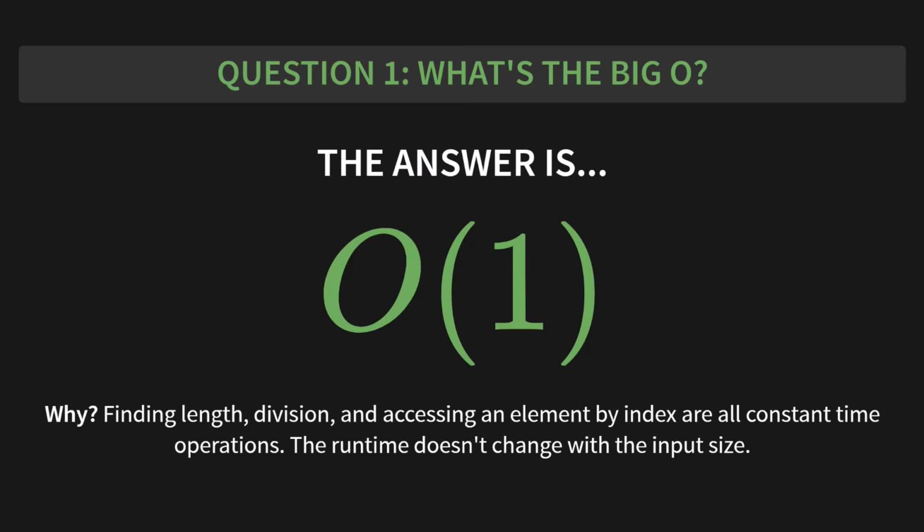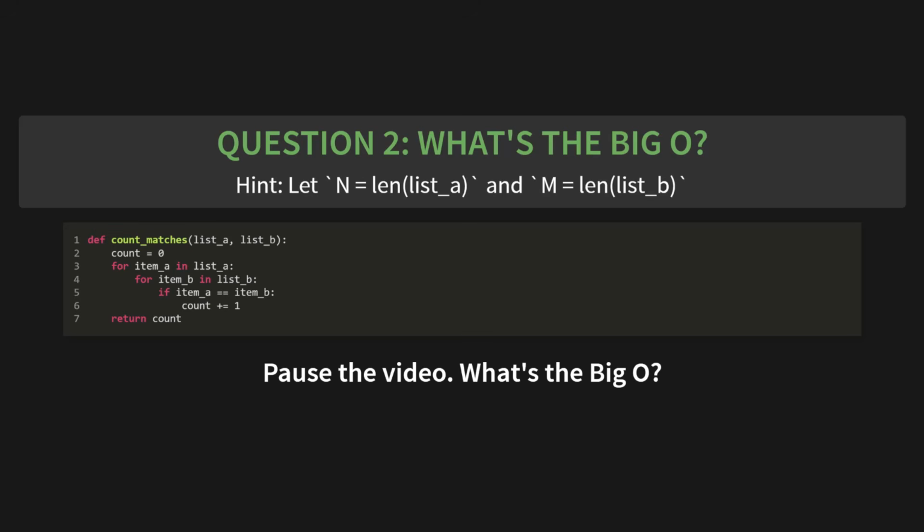Question 2. What's the big O? Here's a hint. Let n equal the length of list A and m equal the length of list B. The function is countMatches. It has a loop inside another loop comparing items from each list. Pause the video. What's the big O?